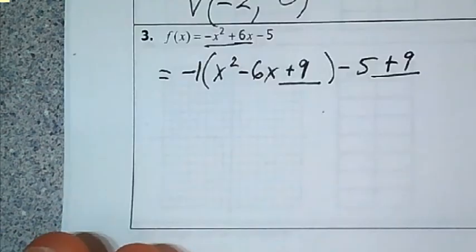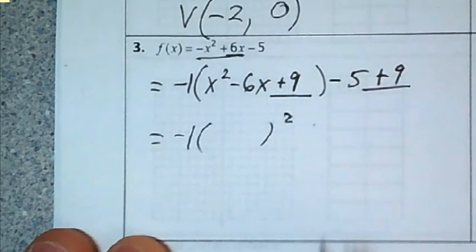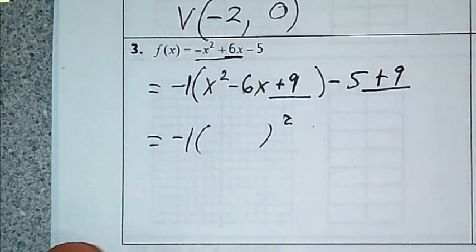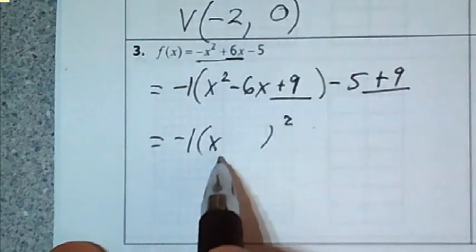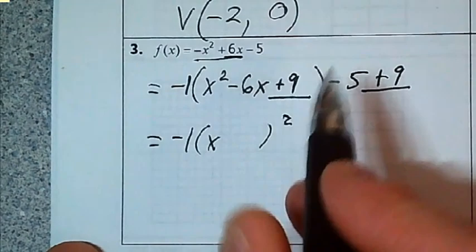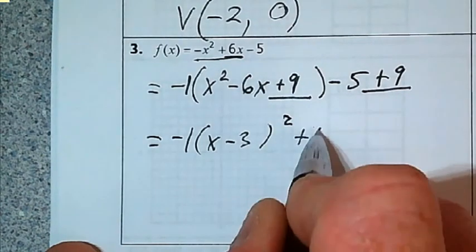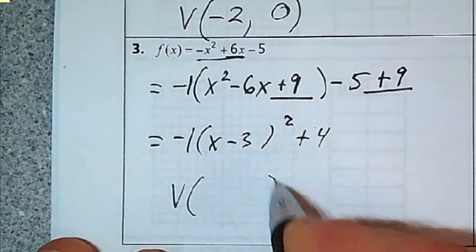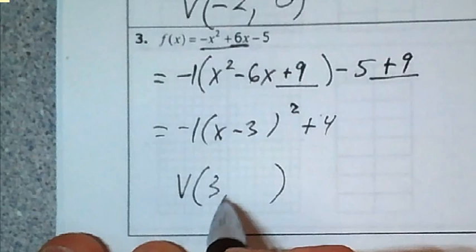Alright, so we can now bring down the negative 1, do your parentheses squared, and here's a common mistake, guys. A lot of students want to put an x squared inside the parentheses. It's just x. X minus 3. And then negative 5 plus 9, positive 4. And then we can do our vertex. So what is our vertex? 3, 4. Yep. Very good.